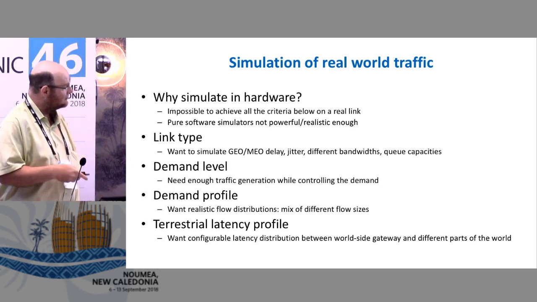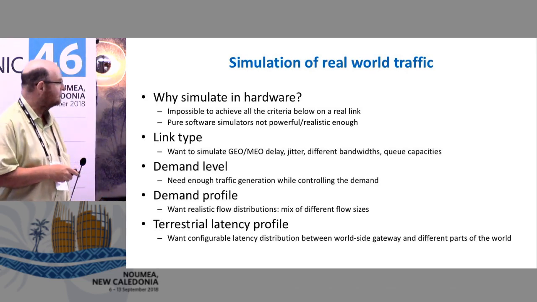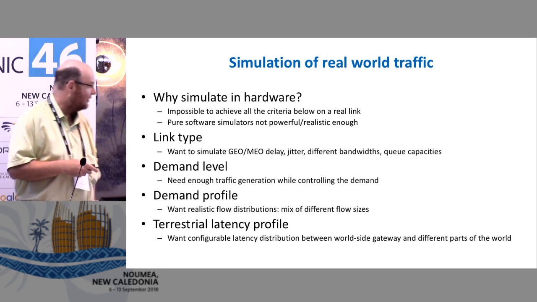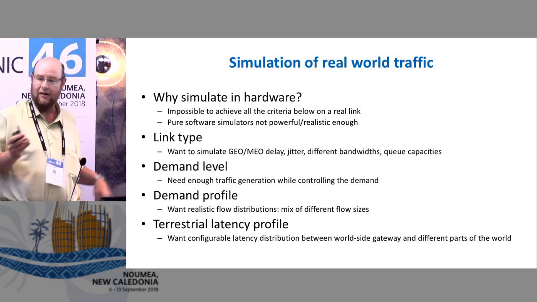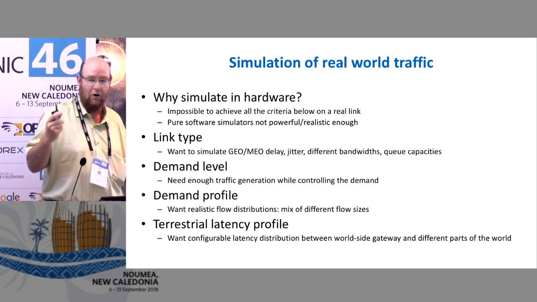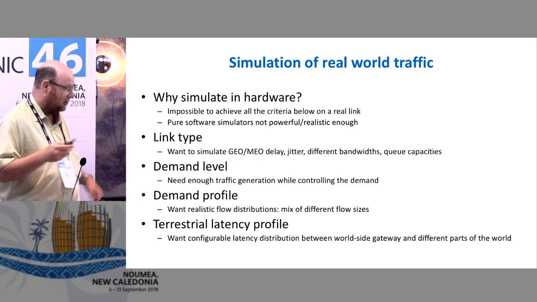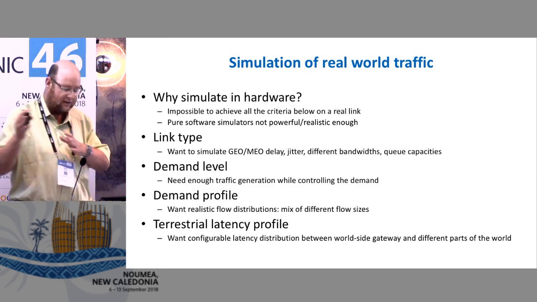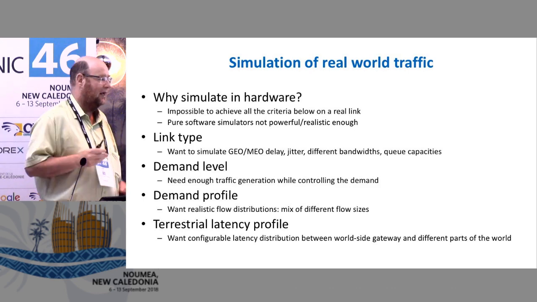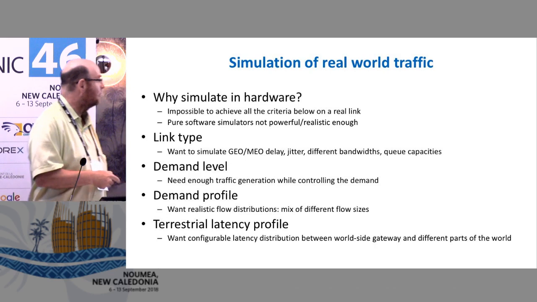So we ended up building a large simulator that I'll talk about in a moment, and we want to be able to simulate a large number of different links. We want to also simulate with realistic demand levels that we can also control to a certain extent. We want a good demand profile, a mix of short flows and long flows. And we also want to take into account that between the satellite gateway on the world side and the servers that send data to the island, we have a latency distribution. So how do we implement all of this?